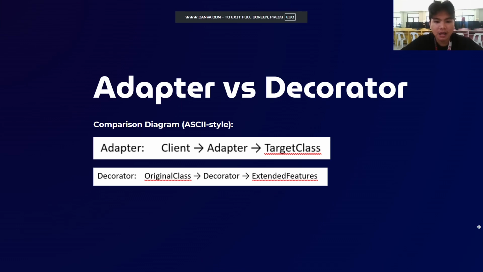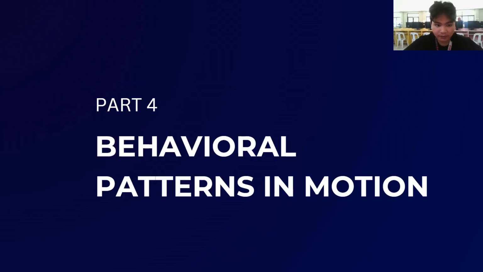So the next is adapter versus decorator. Although the adapter and decorator patterns may look similar, they serve different purposes. The adapter changes an interface so that two incompatible classes can work together. The decorator, on the other hand, adds new functionality to an object without changing its structure. Understanding the distinction helps developers choose the correct pattern for their design problem.